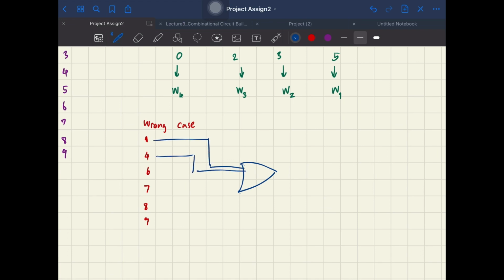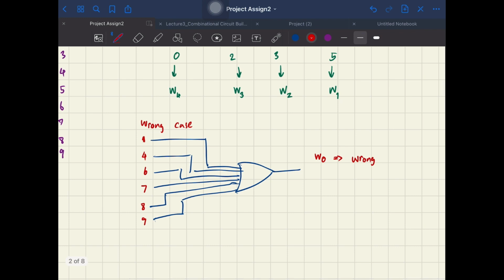this. Sorry for the rough drawing, but anyway. So I got this as the wrong case. I will give it as input W, but the name is W0 as wrong case. So this is the wrong switch detector, right?